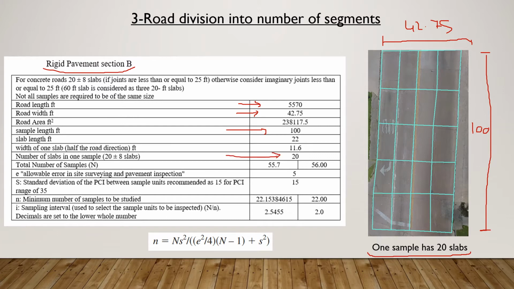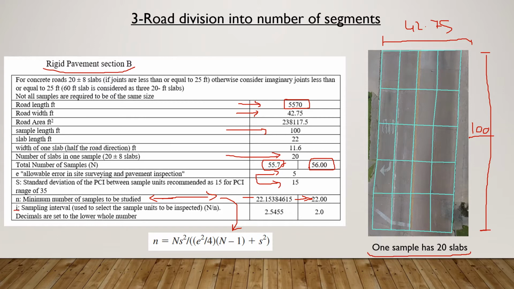The total number of samples in this road would be equal to 5,570, the road length, divided by the sample length, which means that we have 55.7 samples to be studied, approximated to 56 samples. And also the allowable error and standard deviation are equal to 5 and 15 respectively. The minimum number of samples to be studied was calculated also from this equation. It was 22.1, which is 22 minimum number of samples to be studied.